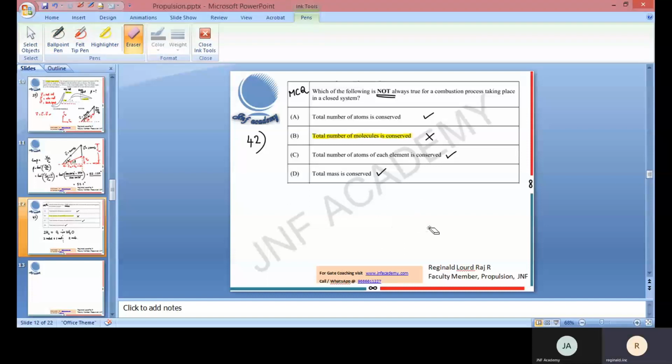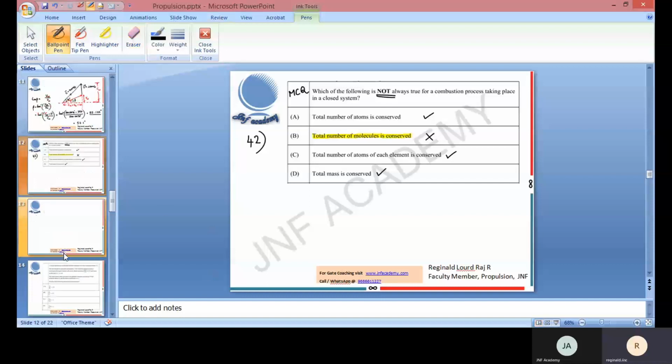But the atoms are conserved. The number of hydrogen atoms before combustion is equal to the number of hydrogen atoms after combustion. Likewise, for every species, the number of atoms is conserved and hence the total number of atoms is also conserved. So it's a very simple conceptual question. I think a high school student would have answered it correctly.